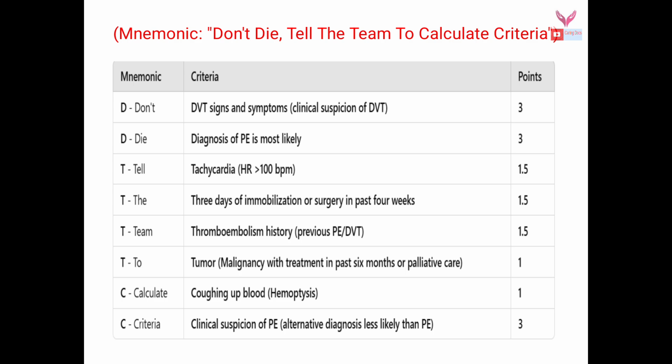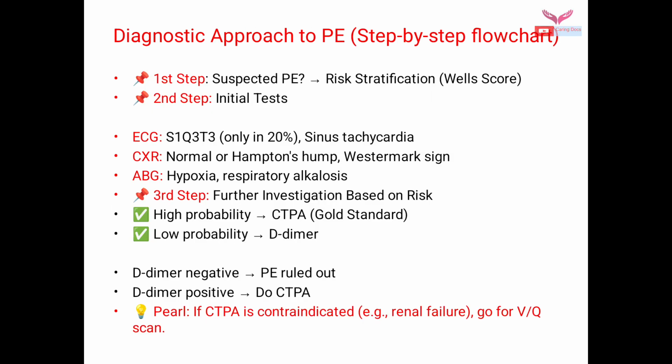We can remember this Wells criteria by using this mnemonic: Don't die, tell the team to calculate criteria. D in don't is DVT, D in die is diagnosis of pulmonary embolism is most likely, T is tachycardia, T is 3 days of immobilization or surgery in past 4 weeks, T is the thromboembolism, T is tumor, C is coughing up of the blood, that is hemoptysis, and C is the criteria, that is clinical suspicion of pulmonary embolism. So if the score is more than 4, then PE is likely. If the score is 4 or less than 4, we say PE is unlikely.